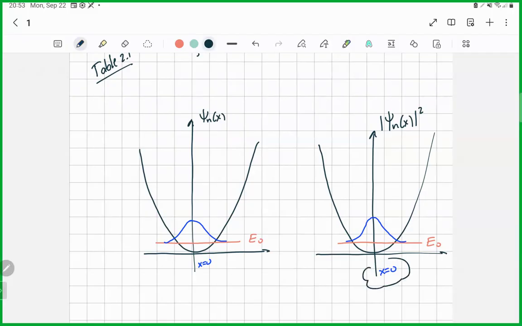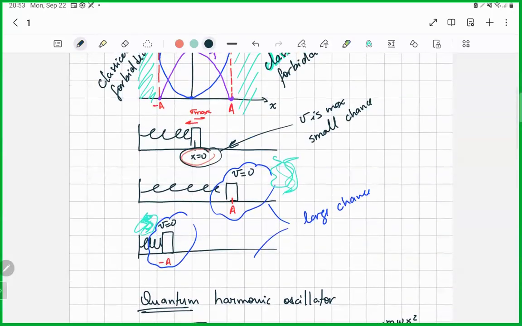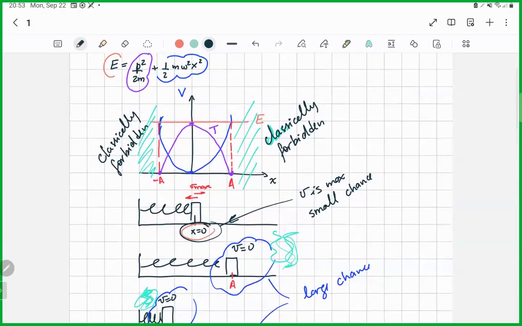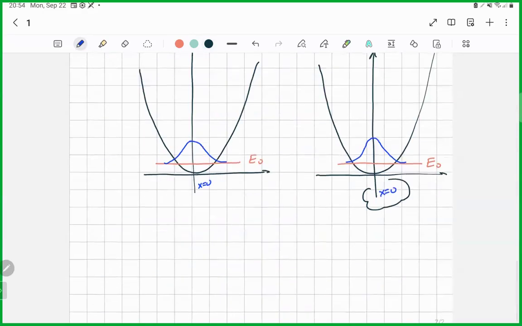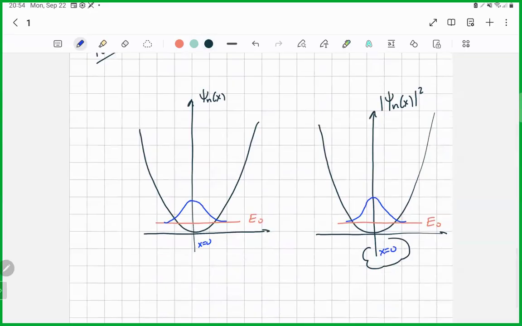at x0. This is just the opposite from what we said when we are dealing with the classical case. We said that at this position, so at x0, where the velocity is so large, we have the smallest chance to find the particle. Well, in quantum mechanics, if we are in the ground state, at x0, we have the highest probability. See? Completely different.